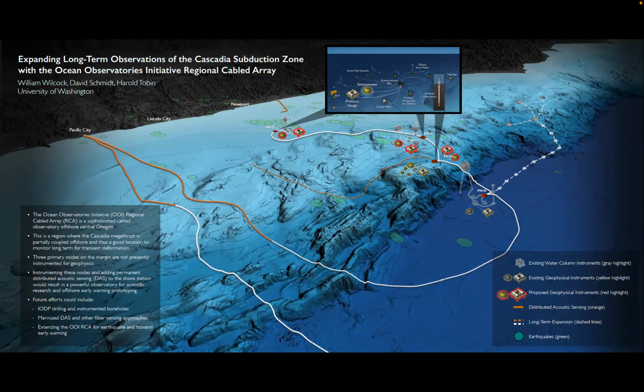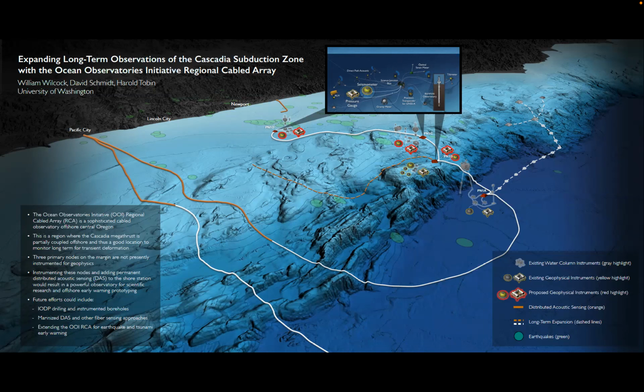The location of the portion on the margin off Newport was chosen to satisfy the needs of oceanographers, but fortuitously it lies in a region where there are big gradients in coupling, all located offshore, and there are also clusters of earthquakes that are hypothesized to be related to subducting seamounts. Currently, only 5 sites are instrumented for geophysics.